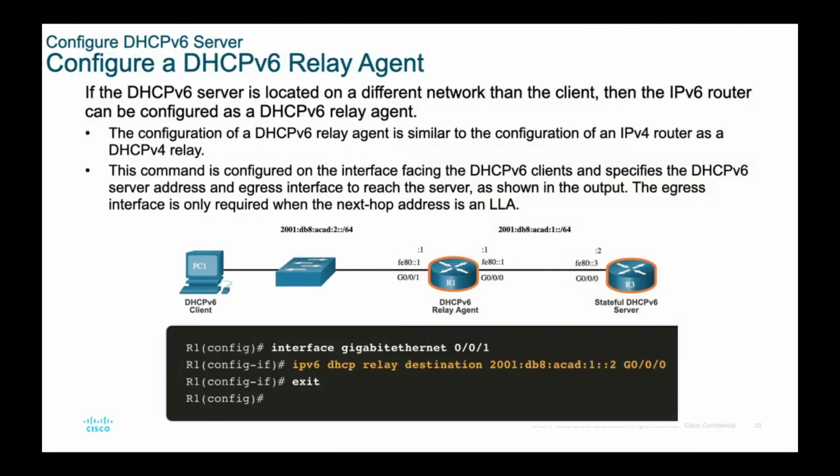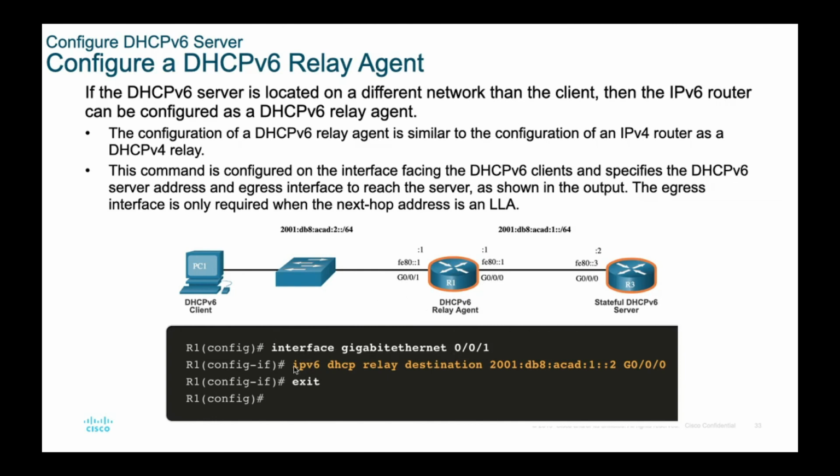Okay, to configure a DHCP version 6 relay agent, let's say the DHCP server is configured on R3. So on R1, we need to configure a relay. So where should we configure a relay? On the interface that would like to provide the service. So the interface is G0/0/1. So you enter interface G0/0/1.